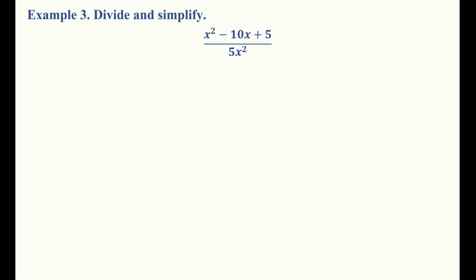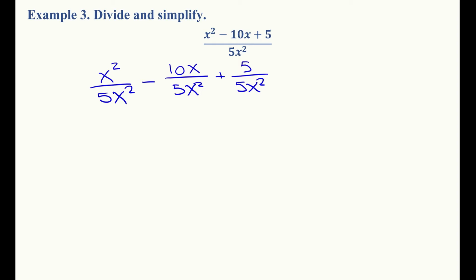Okay, so here we have another one. By all means, try it first before you take a look at what I do. Alright, so we're going to go ahead and split it up. So we get x squared over 5x squared minus 10x over 5x squared plus 5 over 5x squared. Each term gets divided by the common denominator like that. Remember, this is just the process of combining like fractions in reverse.